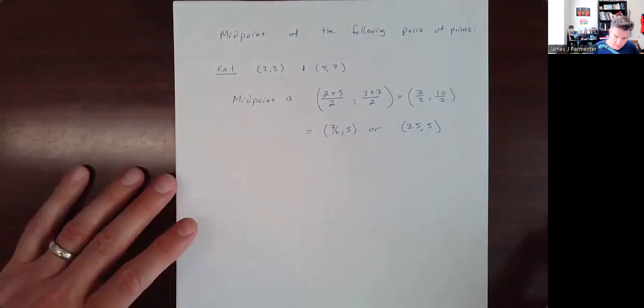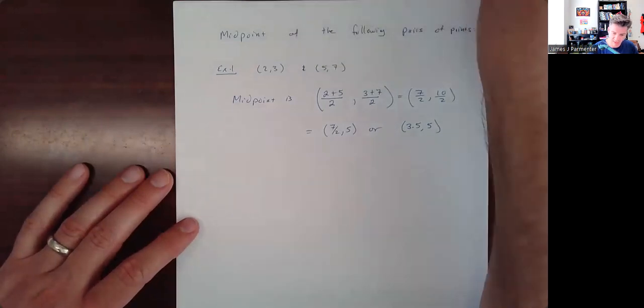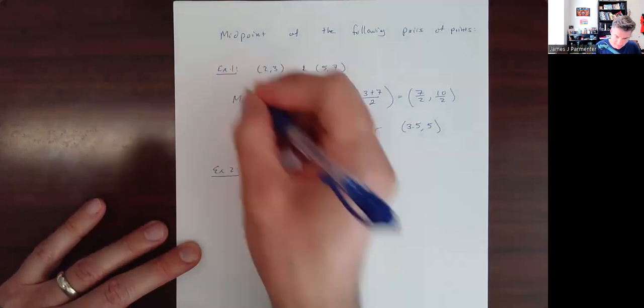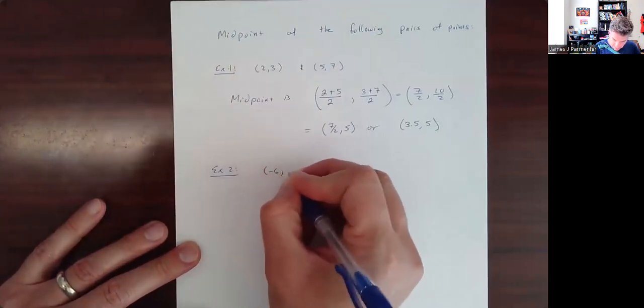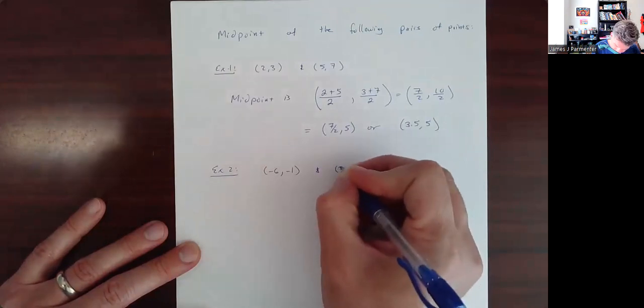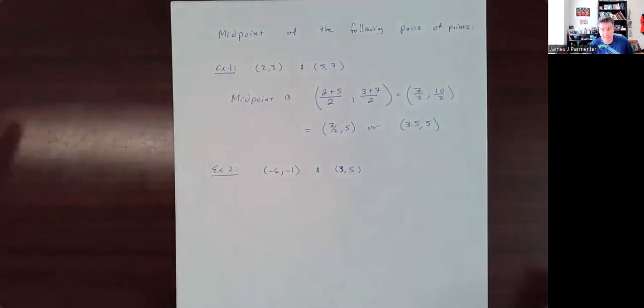Let's look at this next example I have. Let's say example 2. We have the points -6 and -1 and 3 comma 5. That is a 3, believe it or not. Again, it's the same process.